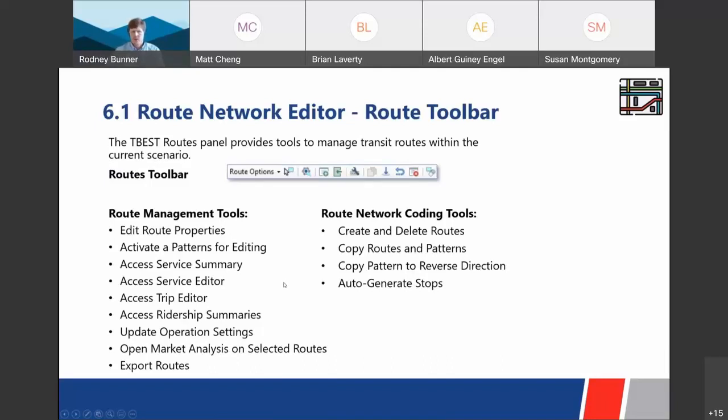Under our route toolbar in the routes panel, we have several tools that we can use to complete lots of tasks, including activating patterns for editing, which we've already done, accessing the trip editor, which we will soon do, accessing the service editor, looking at ridership summaries, updating operation settings, etc. Create and delete routes, copy patterns to the reverse direction, and auto-generate stops. Now, we're not going to get into all of those tools, but it's just a matter of letting you know that they're available and that you can use them in the situations that you need to use them in.